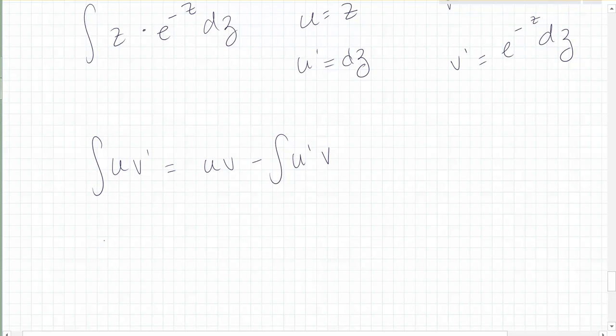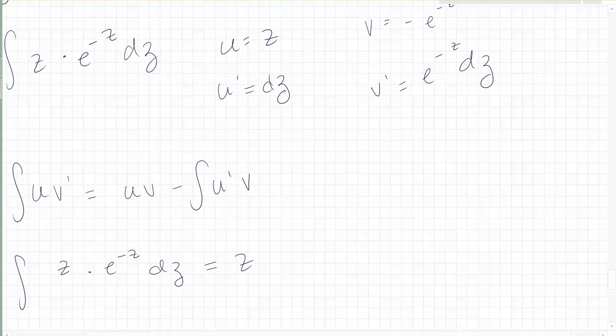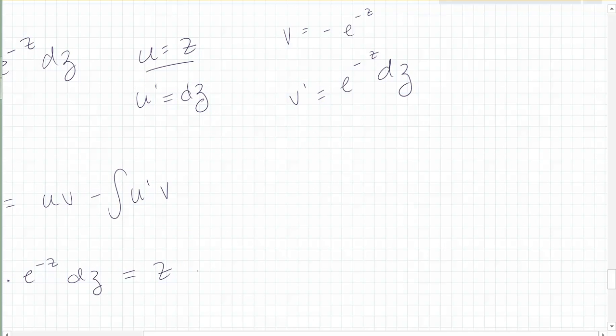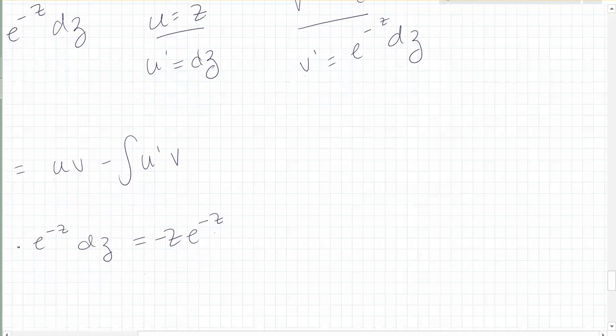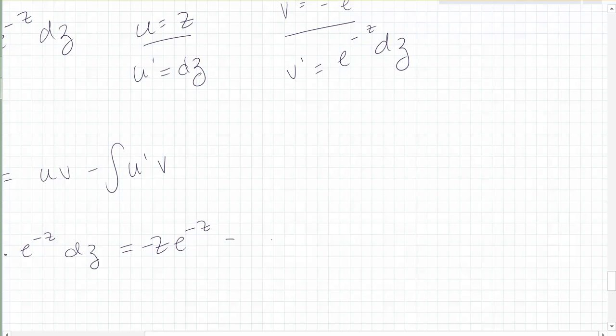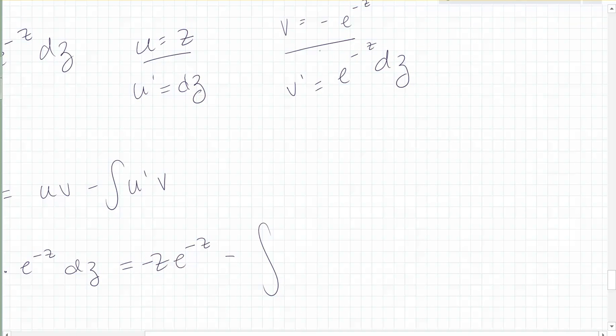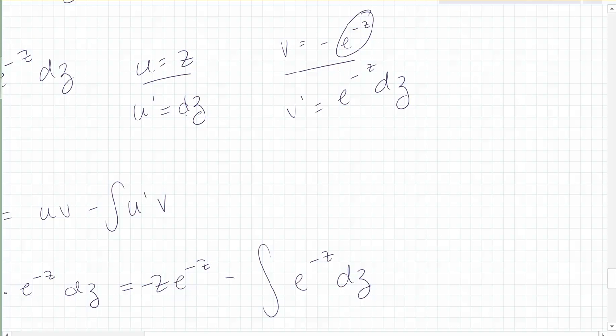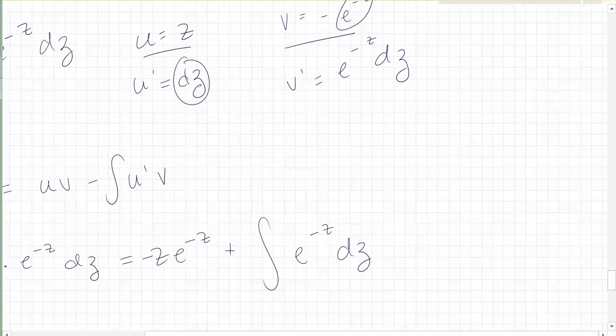So we take the integral of z times e to the negative z equals z from u times e to the negative z, and then we make that negative because we're multiplying it by negative e to the negative z. And then we subtract that from u prime times v. So we have e to the negative z dz, so I've taken the e to the negative z from v and dz from u prime, but we still have a negative, so we can make the integral positive.